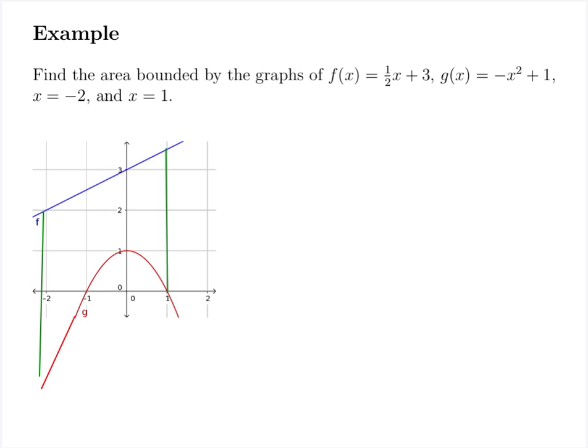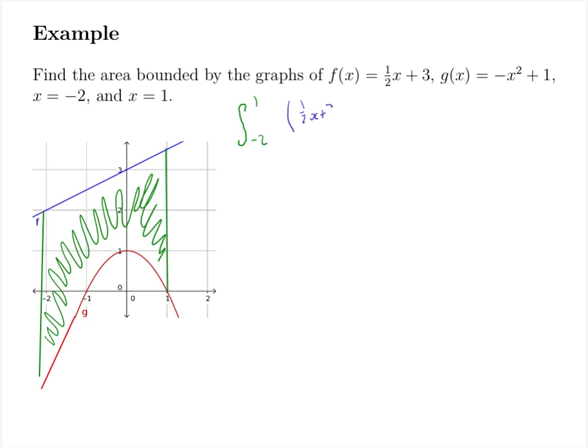Anyways, when we go ahead and shade in this area, you'll notice that our starting point on the left is -2. Our ending point on the right is +1. The blue function f is on top, and the red function g is on the bottom. So when we set up our integral, this is what it's going to look like. We're going to go from -2 to 1 of our blue function, half x plus 3, minus our top red function, -x squared plus 1 dx.